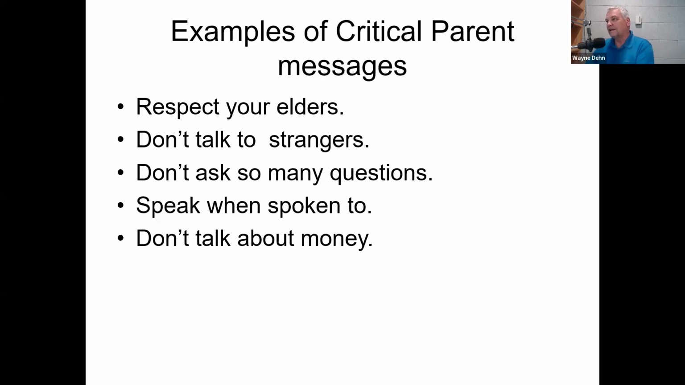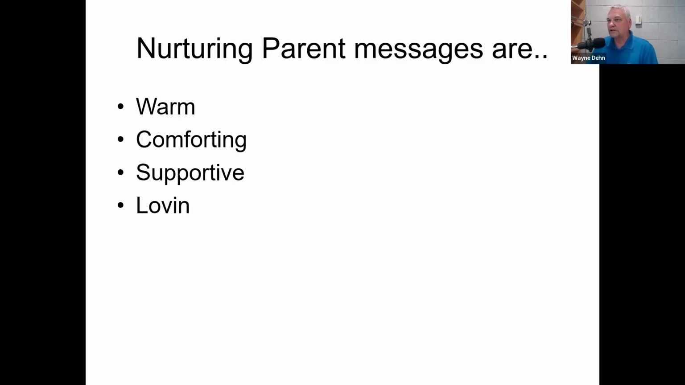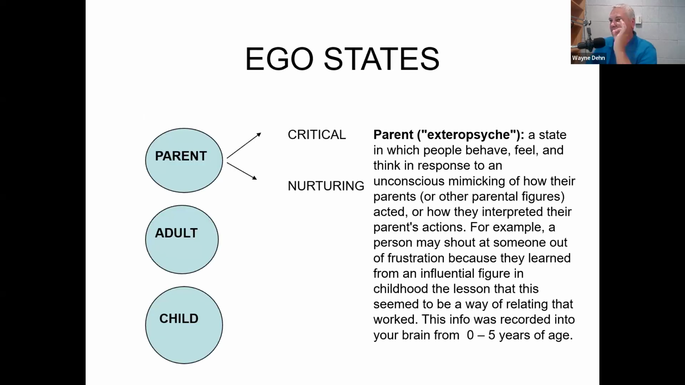Now, when we get to the last couple of slides, we'll document and analyze your scores from the tests that you took to see whether your natural style is more critical or more nurturing. But these are the critical parent messages. So again, that parent state is how we behave, feel, and think in response to unconscious mimicking of how our parents treated us. So again, there are two types of parent ego state, and I want you to remember that: critical parent or nurturing parent.